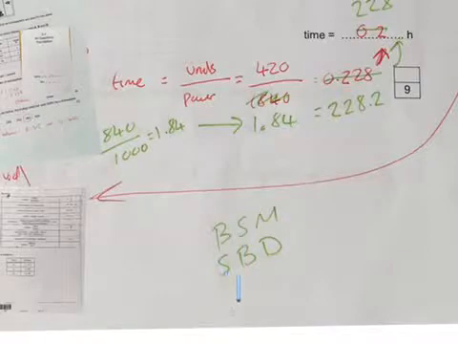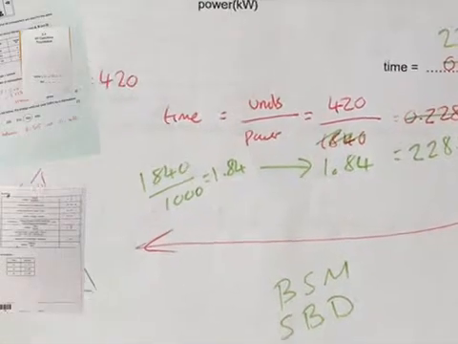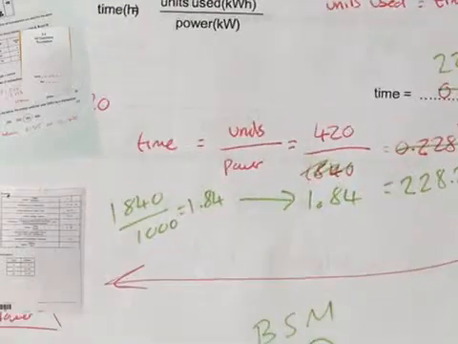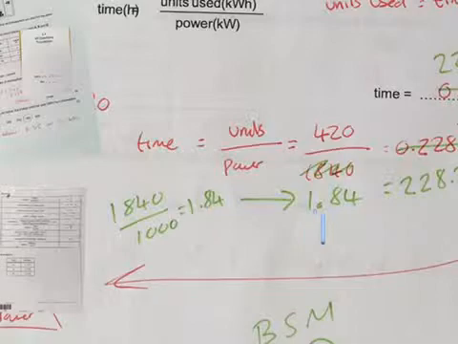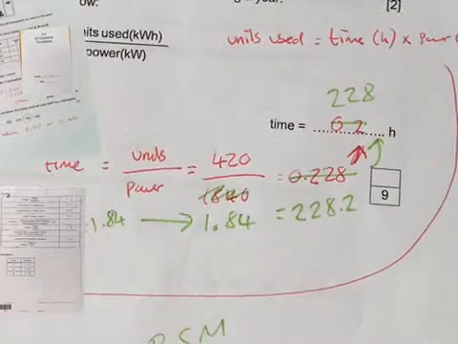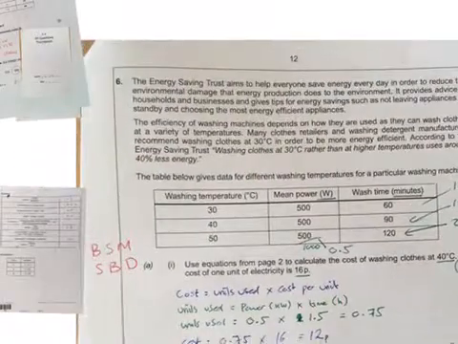So BSM, SBD, be smart, mate, stop being dumb. That's how I remember that. Well, I do remember it with another way, but can't go into that one. And then it's going to be 1.84 on the bottom, which comes out then to be 228 hours. I've just rounded that up to no decimals there. And then let's just shift that, so it's nice and tidy. This question was a killer, but it is number 6 on the foundation.